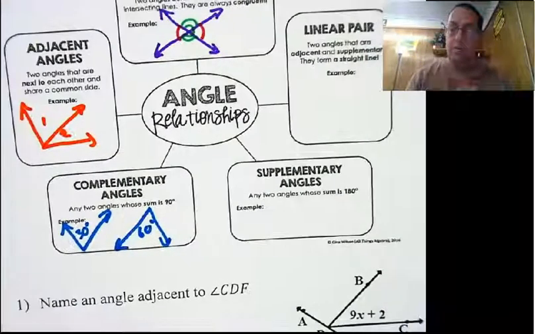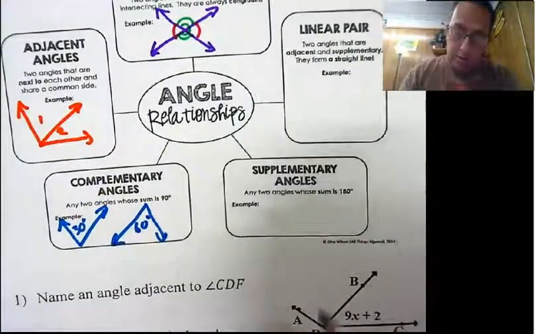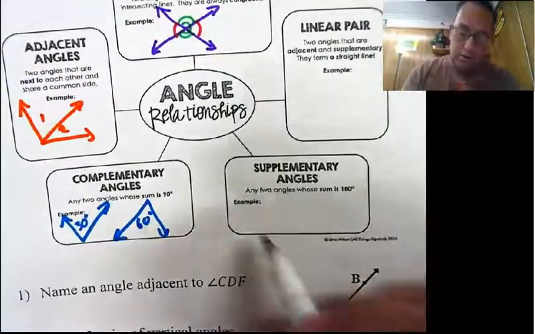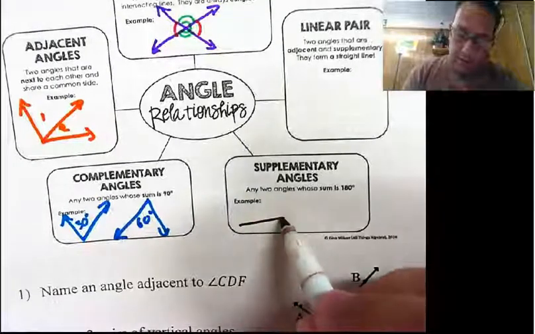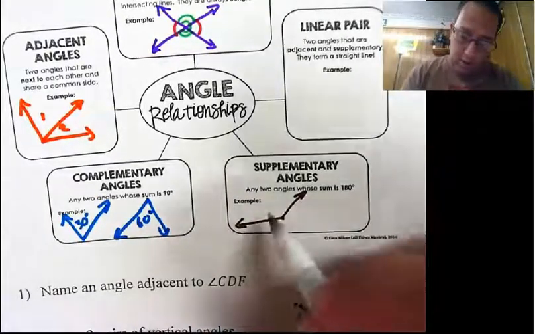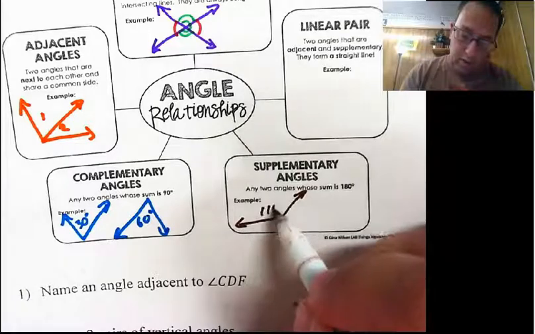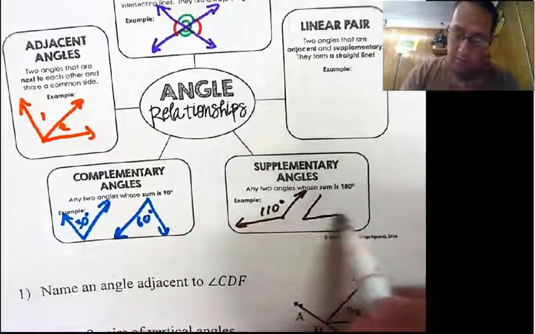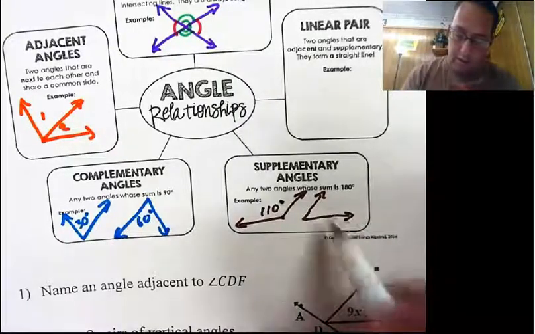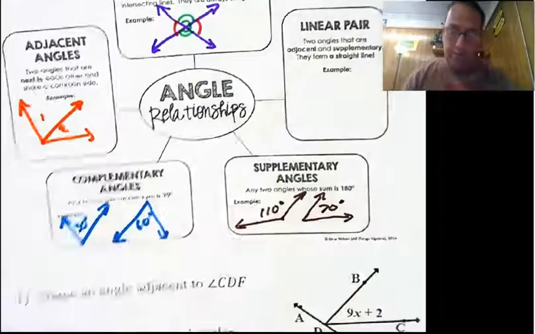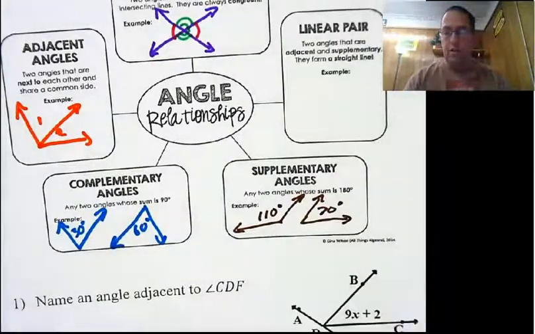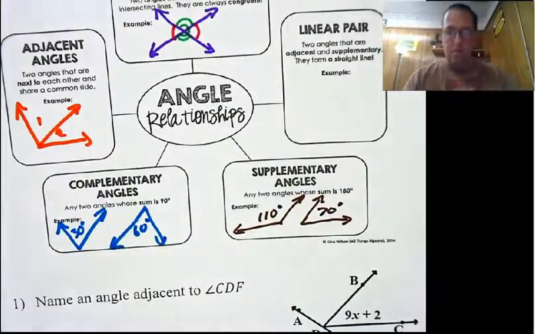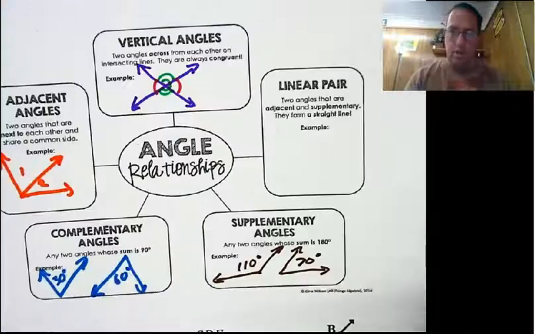Supplementary angles are very, very similar. These are any two angles whose sum is 180 degrees. So, for example, if I have an angle here with a measure of 110 degrees, and then I've got another angle here that has a measure of 70 degrees, 110 plus 70 is 180, supplementary angles. And so now we come to linear pair. Linear pair is two angles.